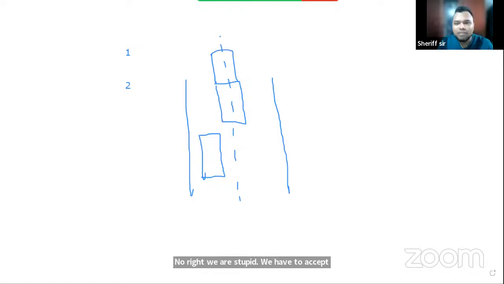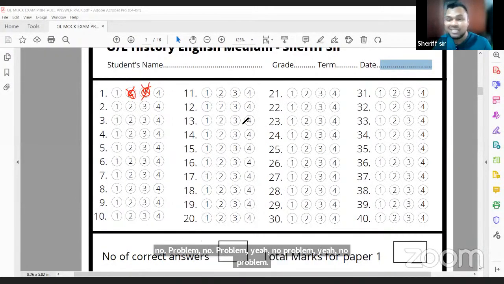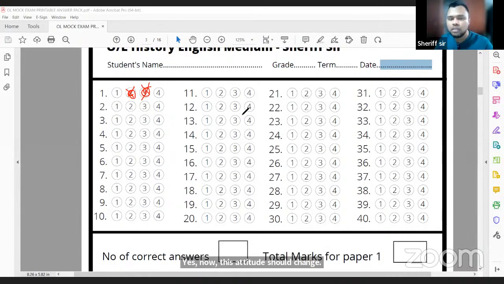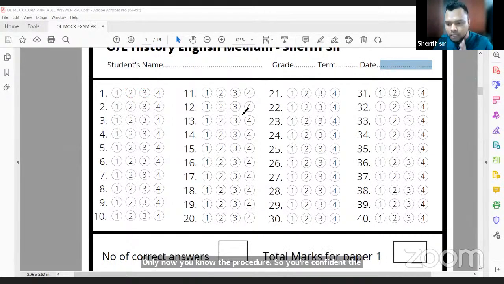So this is what we need to understand. Now you don't think like I must commit a mistake, and I'm not scared of committing a mistake. If I commit a mistake, I'm going to make it void like this. No problem, no problem. Now this attitude should change. This is in case of an emergency only. Now you know the procedure, so you're confident. The main purpose of this is making you confident, nothing else.